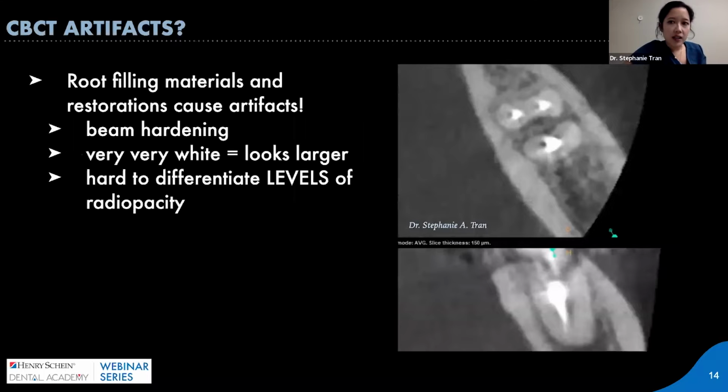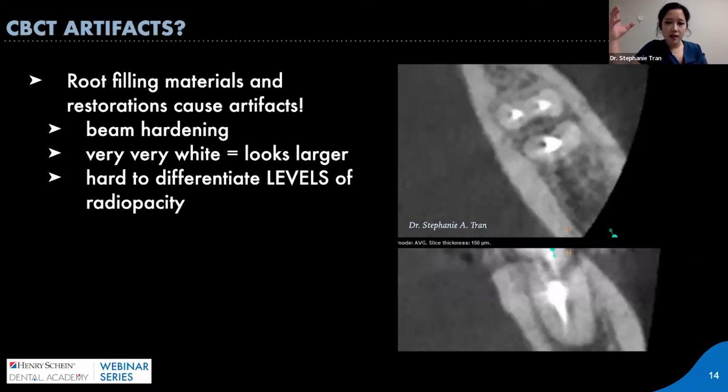What about artifacts? Do they happen in CTs as well? Absolutely. And unfortunately, the one time we really need to see it, sometimes the artifacts are even more common, such as when we're evaluating the existence of restorations and root filling materials. And that's because of a phenomenon called beam hardening.